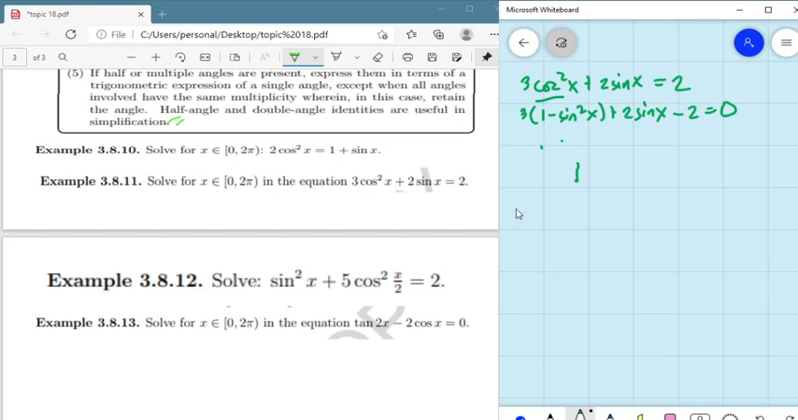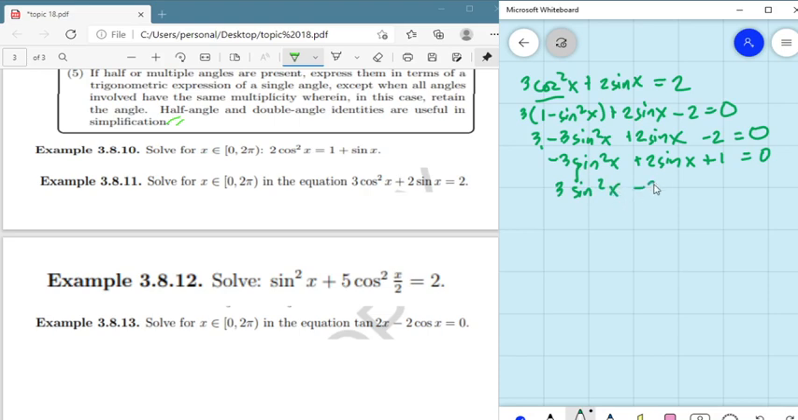adding both sides with negative 2. And then simplifying, we have 3 times 1 is 3 minus 3 sine squared x plus 2 sine x minus 2 equals 0. So in this case, we now have negative 3 sine squared x plus 2 sine x plus 1 equals 0. To make this positive, divide everything by negative 1.